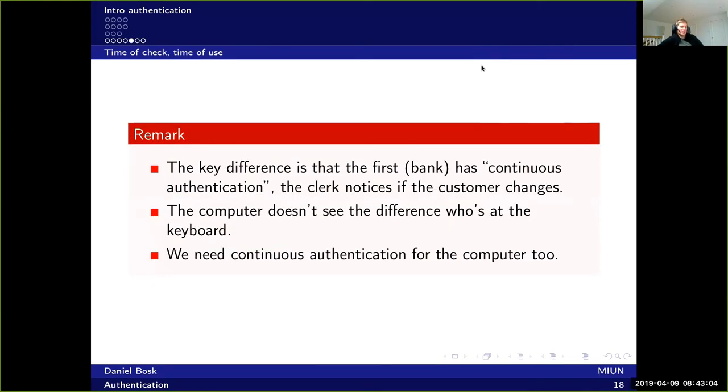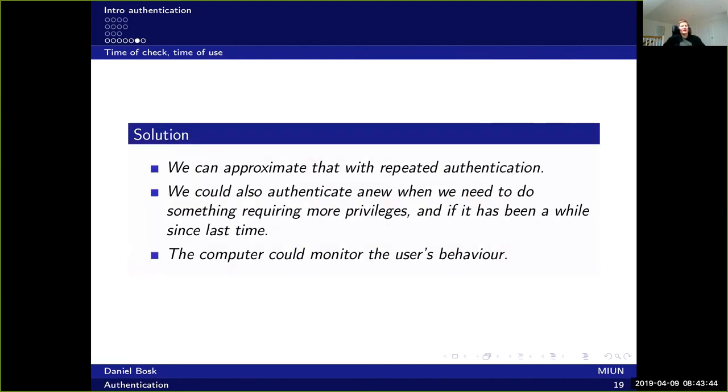Now, the key difference between these two is that in the first example, the bank, there we have continuous authentication, because the clerk will notice if the customer changes during this talk. But the computer, however, doesn't have the same capability. It doesn't see the difference of who is at the keyboard. It can only use the username and password, at least traditionally. So we would like to have continuous authentication for the computer too. That would be desirable. However, it might be difficult to achieve proper continuous authentication for the computer.